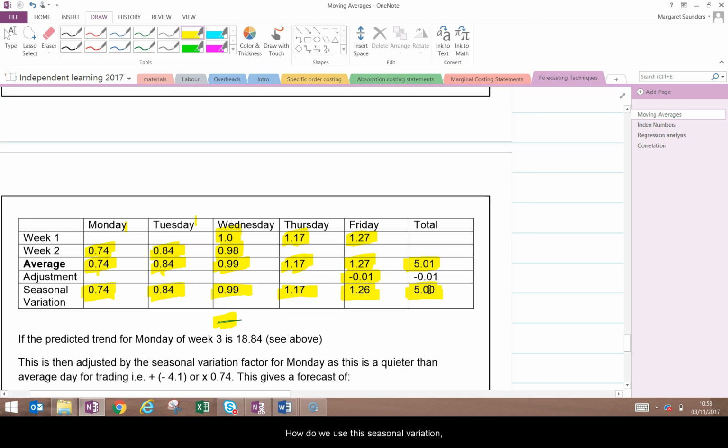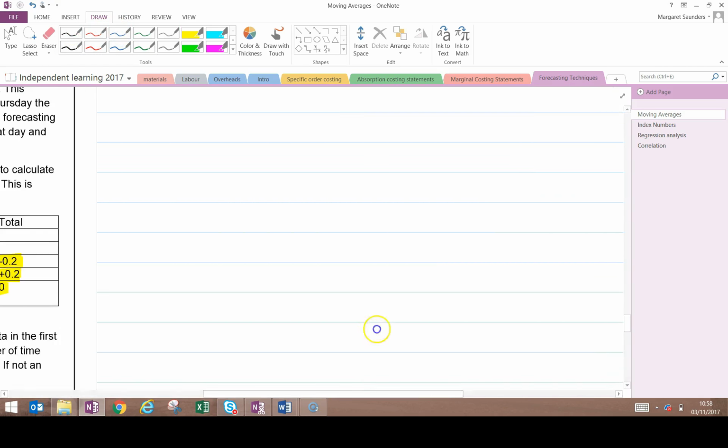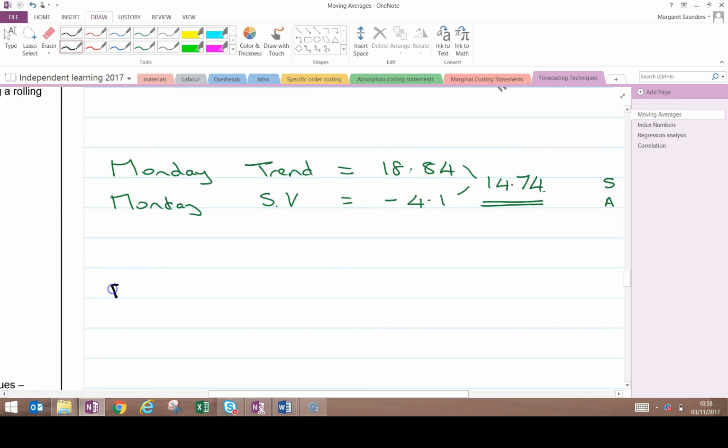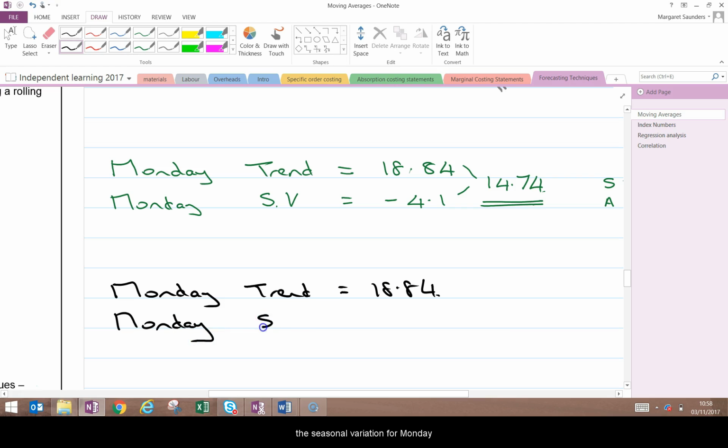So how do we use this seasonal variation? Because it is multiplicative rather than additive. Well, we were forecasting for Monday, so the seasonal variation using this model is 0.74. So let's go back to our workings. So Monday trend is 18.84. The seasonal variation for Monday is 0.74.